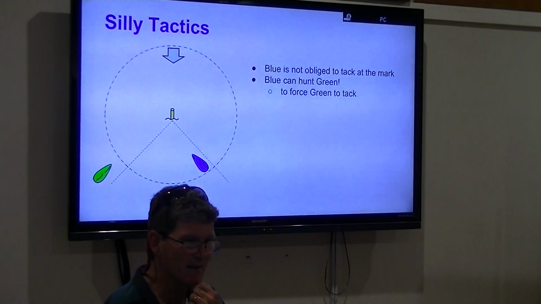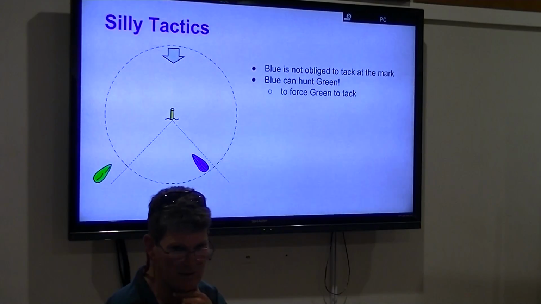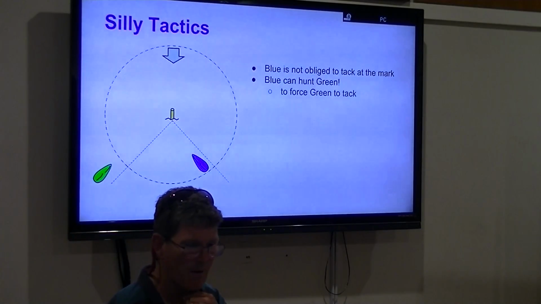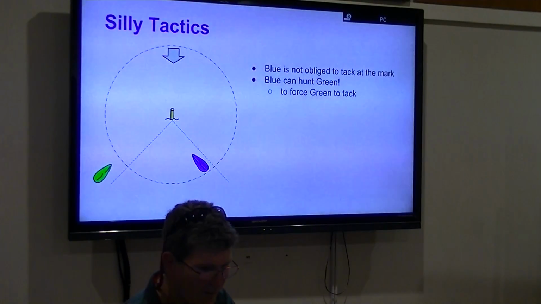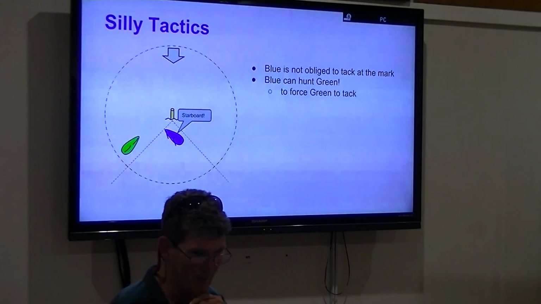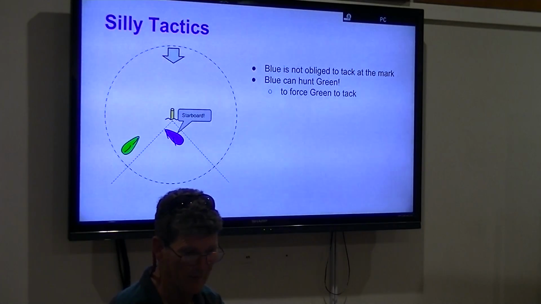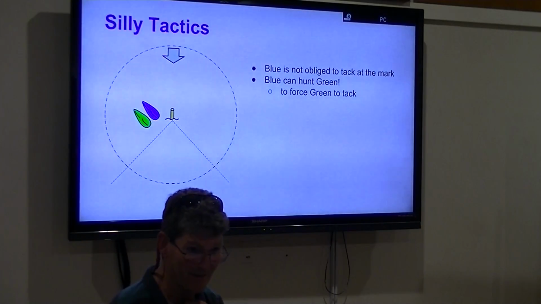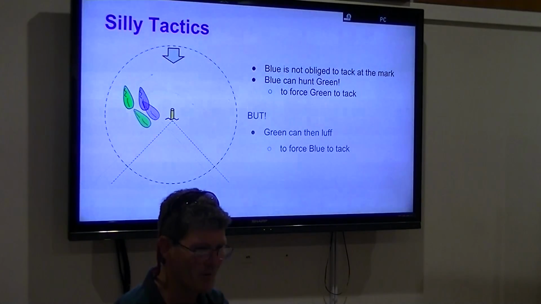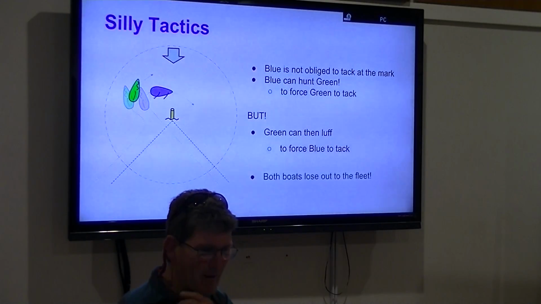Blue realises, I could get some troubles here with green if she gets an inside overlap, or I'm not so good. I really want green to go away. How can I get green to go away? I know, I'll slow down just a little bit, maybe not sail so high, and I'll shout starboard at green. I'll go hunt green. I'll go force green into attack. Oh good, green's tapped now. Don't have to worry about her. I can go do my, green luffs you then, and you both get around the mark that way.